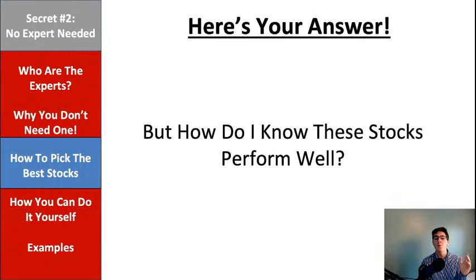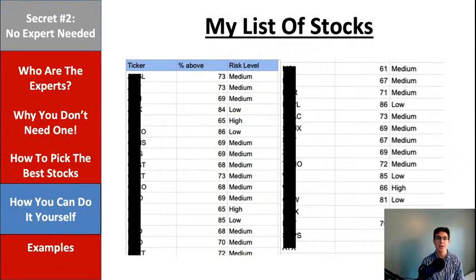But how do I know these stocks perform well? Okay, Austin, you're confident. You're telling me this is cool. I can save money. How do I know the stocks that you're recommending to me are actually going to make me money? Well, what we found here based on purely statistics is that stocks that stay above the 200-day moving average line more than 66% of the time outperform the market.